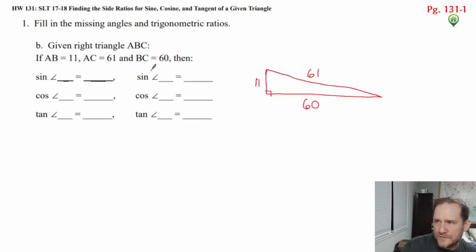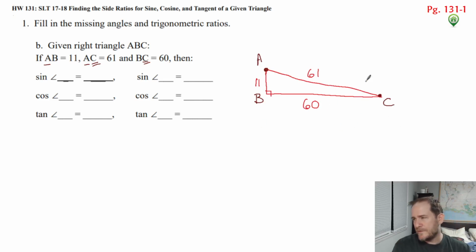Now which side is which? Well, the 61 has to be AC, and 11 also has A in its name. The 61 and the 11 both have A in their name, so the point they share must be point A. Then the 60 and the 61 both have C in their name, so 60 and 61 must share point C, and that means the right angle must be angle B. So there's ABC. I'm correctly labeled. All the numbers are there. So now the rest is a piece of cake.